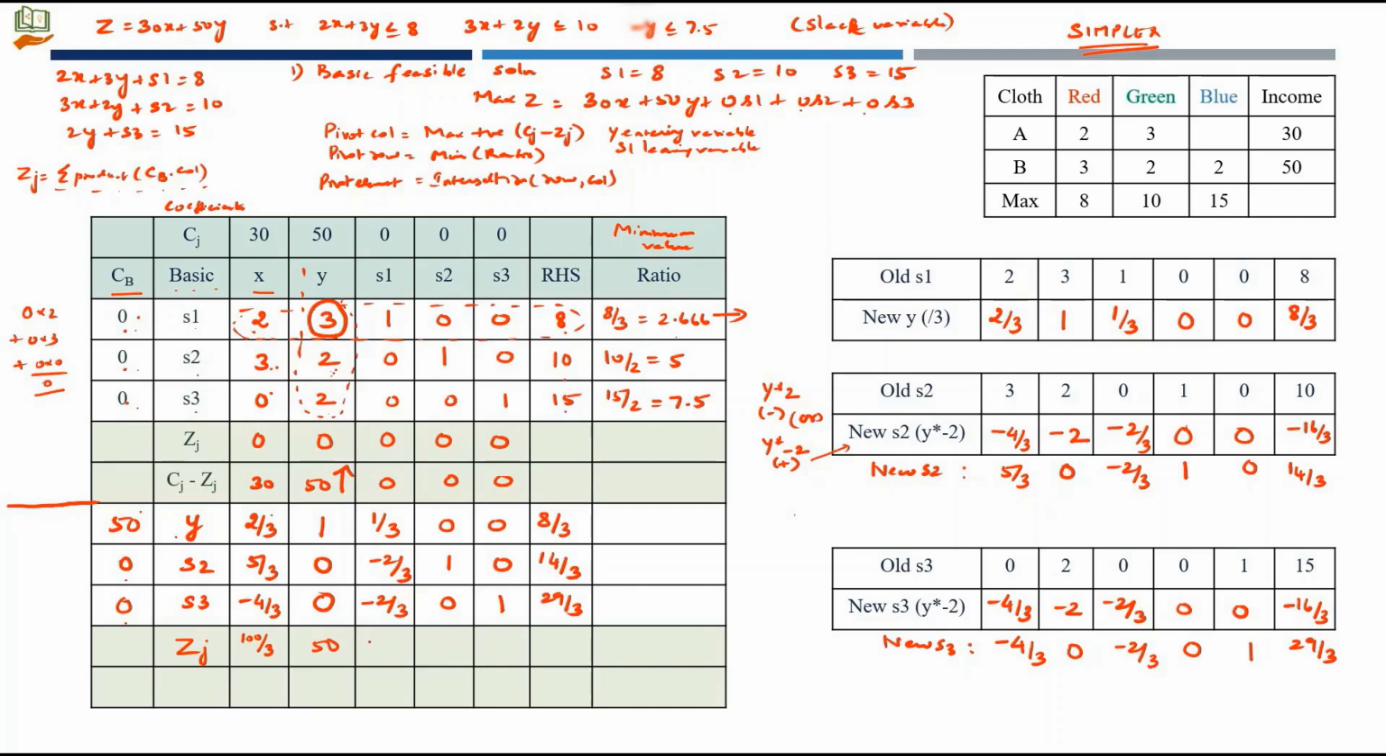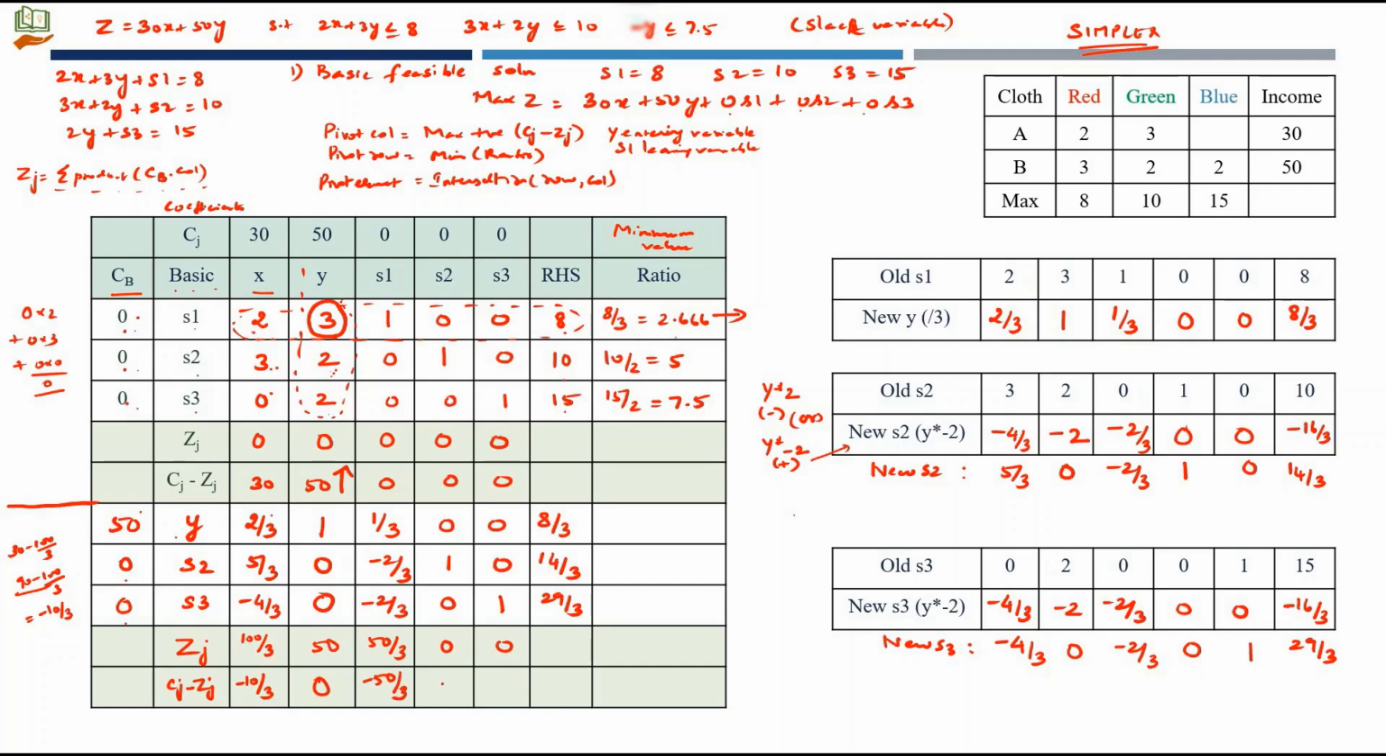Next we have 50 by 3. Then we have 0 into 50, 0 into 50. So you should not calculate this for RHS. Let's stop here. Now we have to find Cj minus Zj. 30 minus 100 by 3 will be 90 minus 100 by 3, which is equal to minus 10 by 3. 50 minus 50 is 0. 0 minus 50 by 3 is minus 50 by 3.